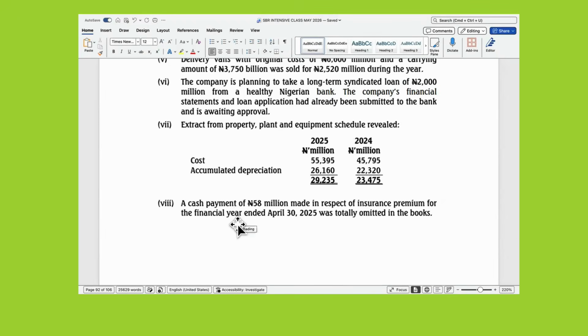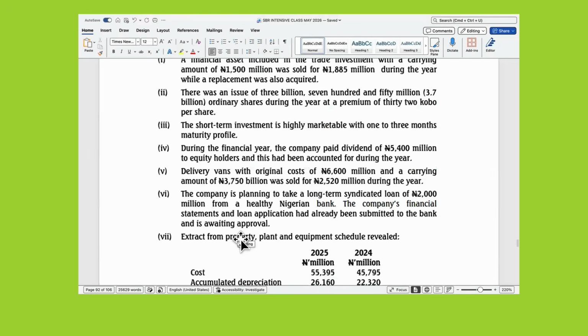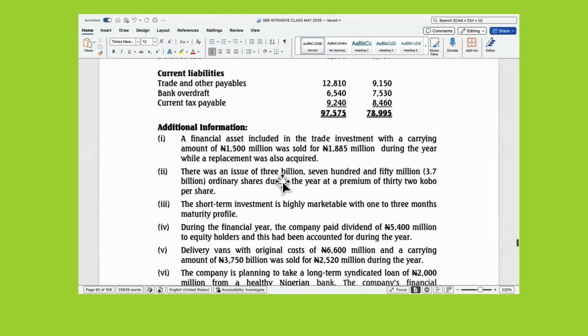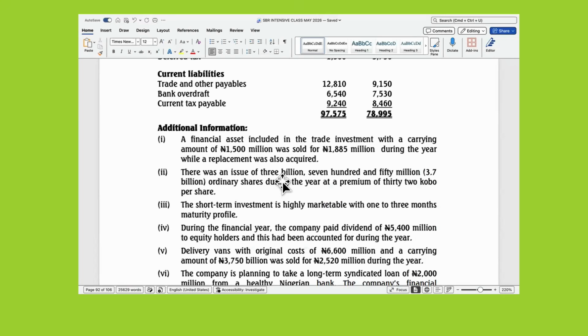Note 8: there was a cash payment of 58 million in respect of insurance premium for the financial year ended April 30, 2025. That was totally omitted from the books. Okay, so they paid for insurance. They did not include this at all in the books. So we just need to include it. I will include it in my operating activities, and I'll also take it out for my cash when I'm doing my reconciliation. That's basically what I'm going to do here. So all this long list of additional information is majorly explaining to me movement in positions, explaining what is in between them. And that's what I would do first.